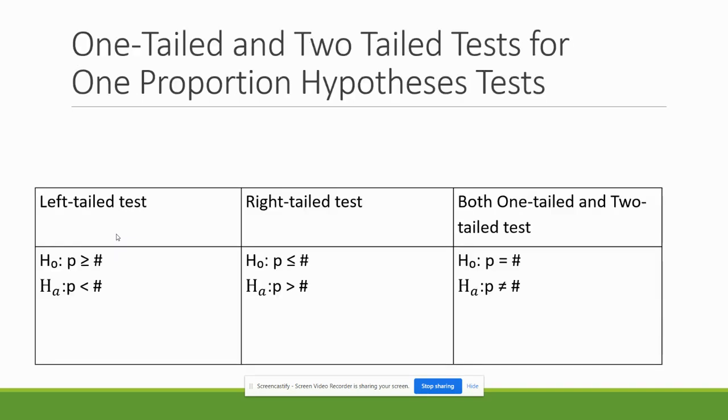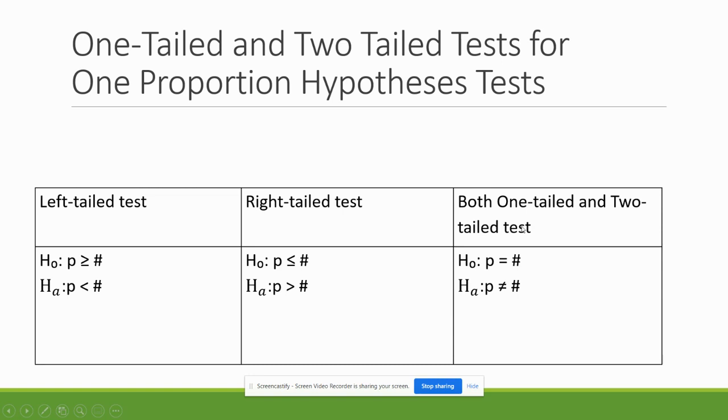So another thing that we can do is one-tailed and two-tailed test for one proportion hypotheses test. Okay, proportions are really percentages, fractions, decimals. And again, you're going to see the same thing. Left-tailed, the proportion for the null, the proportion is greater than or equal to the number. The alternative is the proportion is less than the number. Right-tailed, the null is the proportion is less than or equal to the number. The alternative, the proportion is greater than that number.